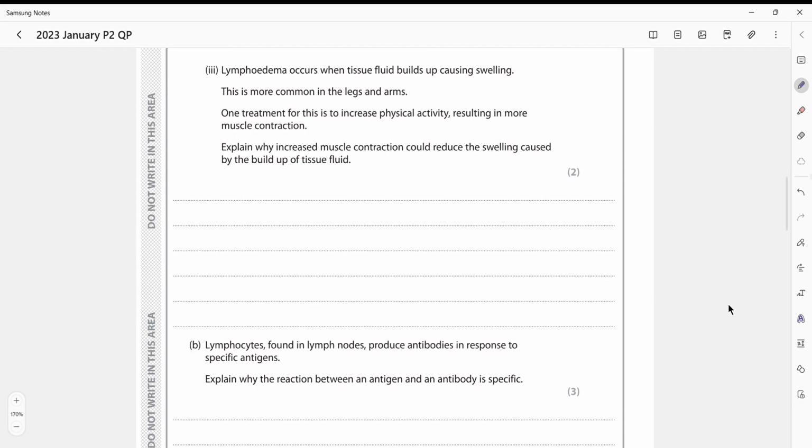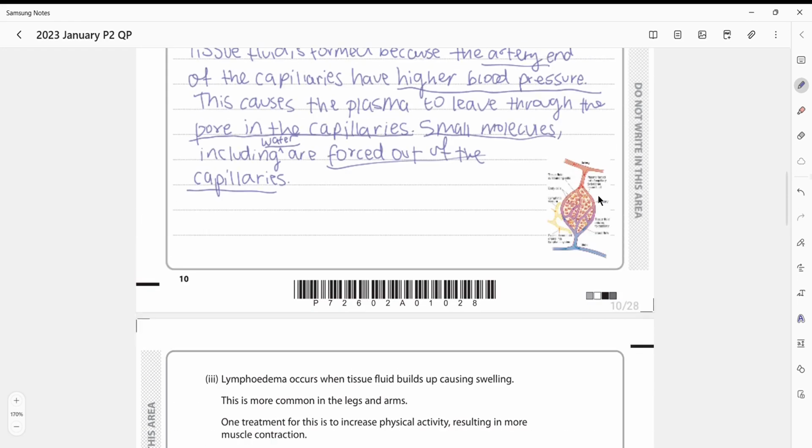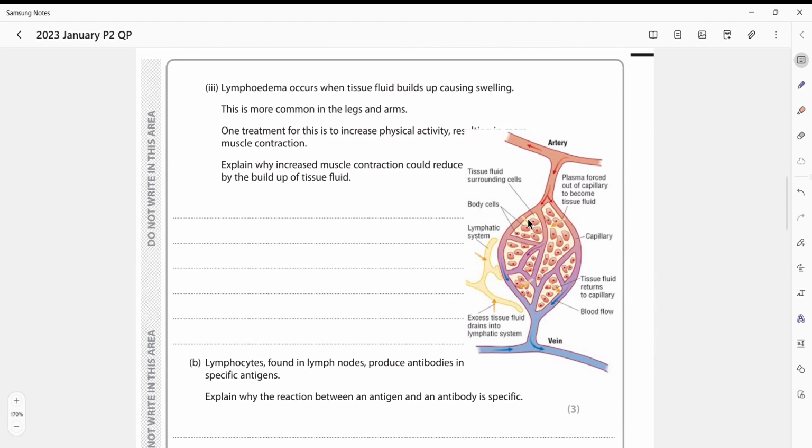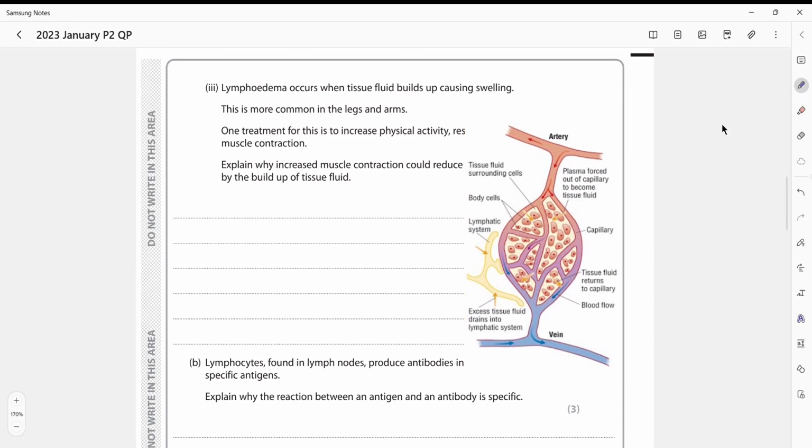Lymphedema occurs when tissue fluid builds up, causing swelling. This is more common in the legs and arms. One treatment for this is to increase physical exercise or physical activity, resulting in more muscle contraction. Explain why increased muscle contraction could reduce the swelling caused by the buildup of tissue fluid. Okay, so let's bring back that diagram over here. So we have all of this tissue fluid that's around the capillaries.